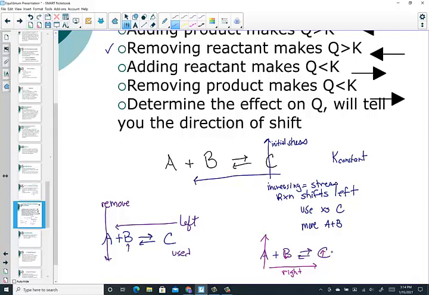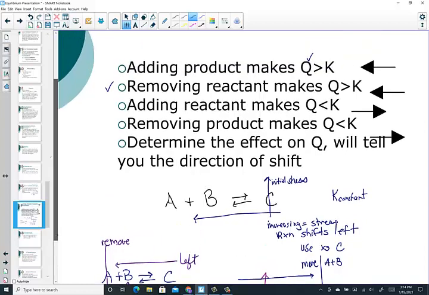If you remove a product, let's just say we remove C, you're going to want to point at C to make more, and therefore the reaction would shift to the right. So once you determine the effect on the reaction quotient, it will tell you the direction of the shift. Do we need to make more product? Do we need to make more reactant to reestablish the equilibrium constant K?